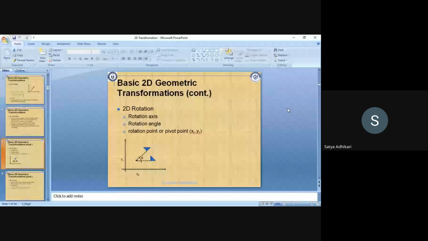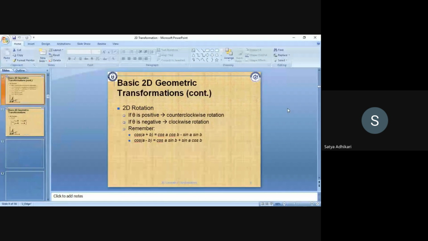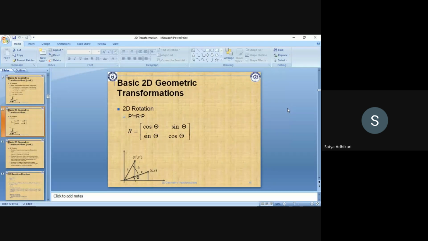Besides that, rotation we have already discussed. I am just recalling the rotation. You see, we need these things for rotation: rotation axis, rotation angle, and rotation point, which is known as xr, yr, or sometimes it may be the origin. If theta is positive, the rotation is anti-clockwise or counterclockwise. If theta is negative, it is clockwise. And this is the rotation matrix. Please recall that R equals cos theta, minus sin theta, and sin theta, cos theta.